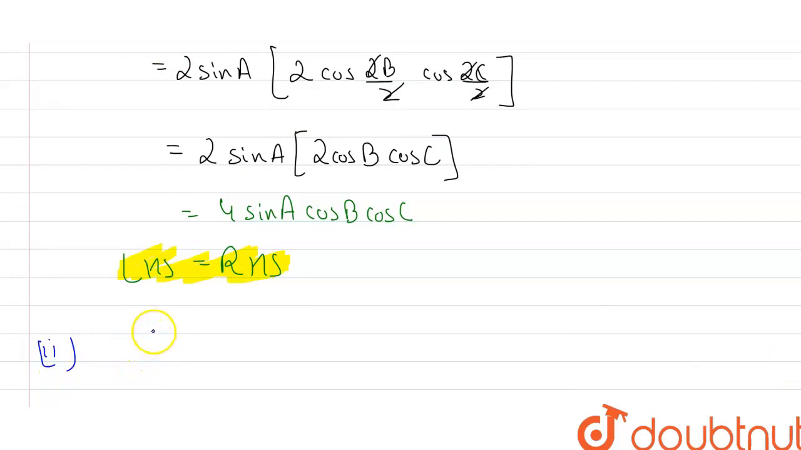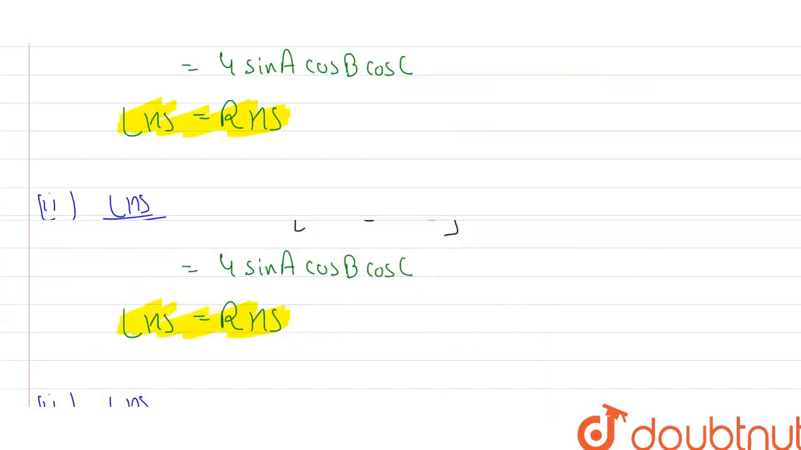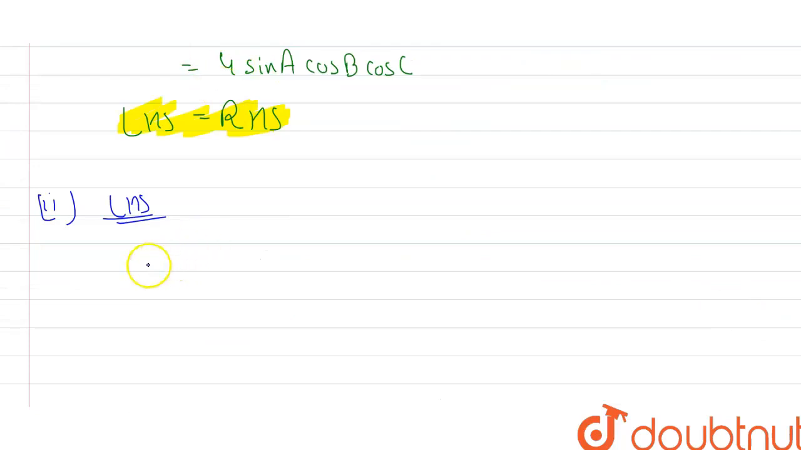So first of all, we will consider my LHS part. So what is the LHS part here? Now if I go to the top, I can see that the first term is cos of A plus B plus C. So I can write here, this is equals to cos of A plus B plus C. Okay. And what is plus of the second term? I guess the second term is cos of A plus B minus C.